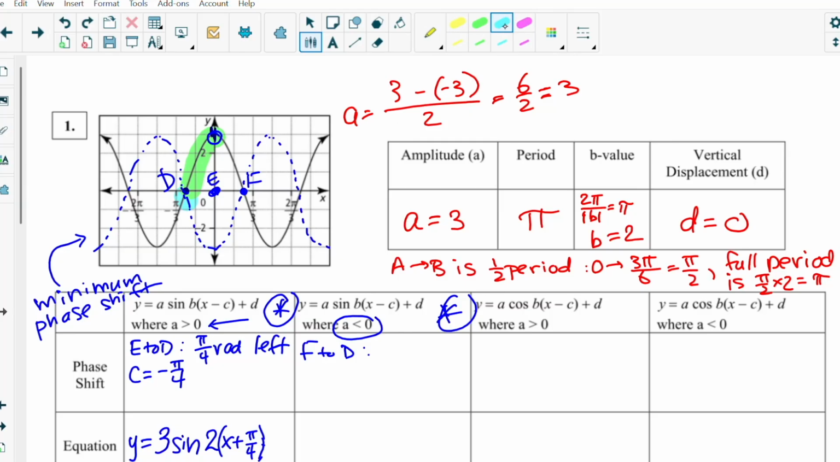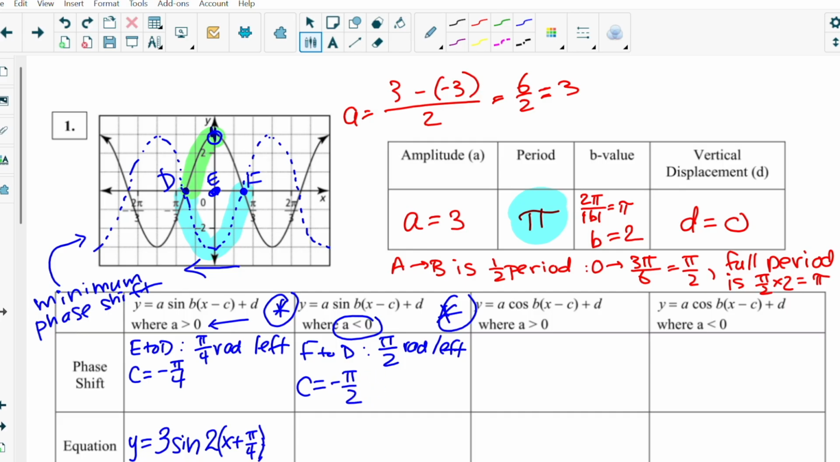F to D. Well, we can either read the tick marks or take a look at it. That's exactly a half cycle. Half cycle, folks, or half a period, is pi over 2. So let's go to pi over 2. And which way are we going? We're shifting to the left from F to D. So pi over 2 radians left. Okay, so that's a c value of negative pi over 2.